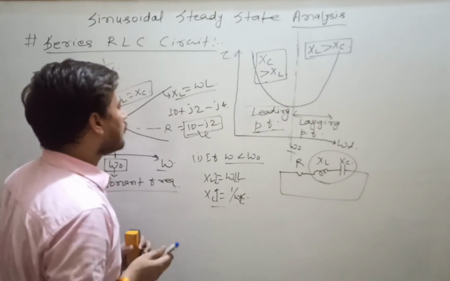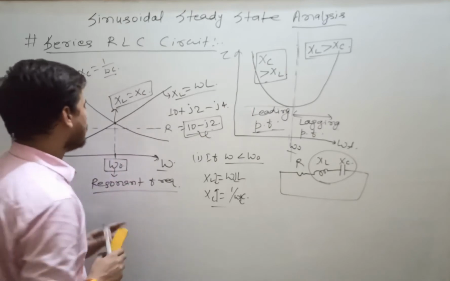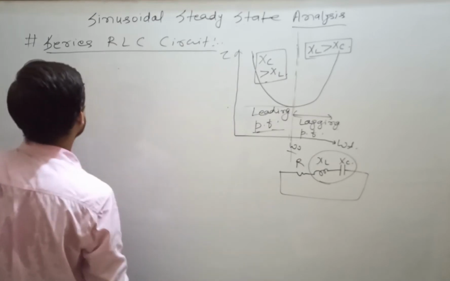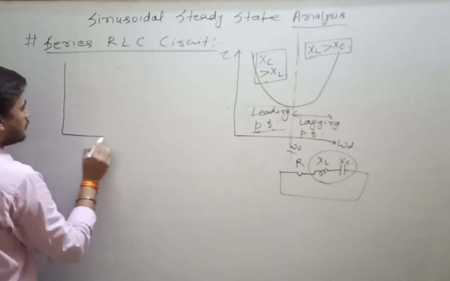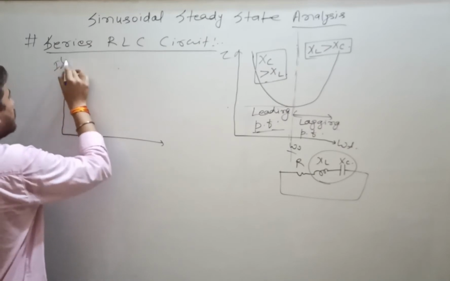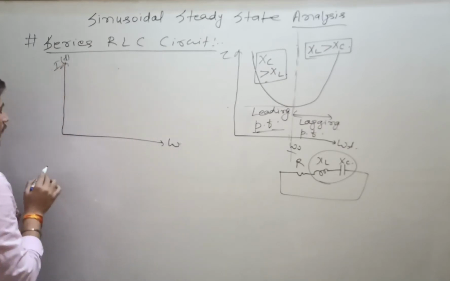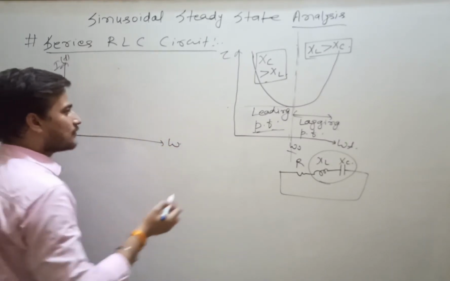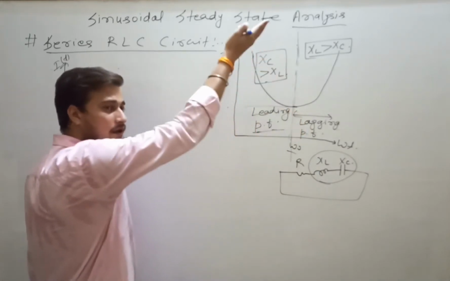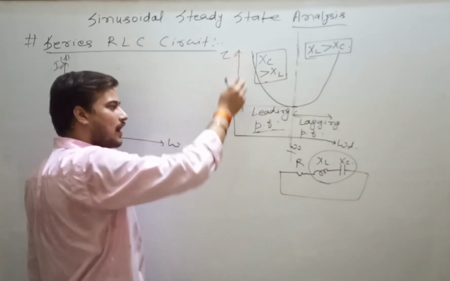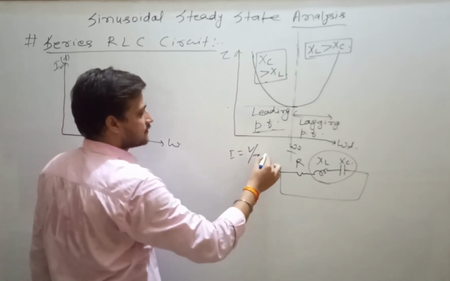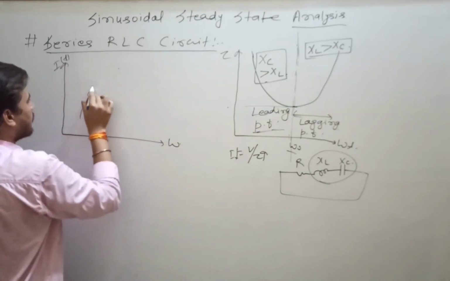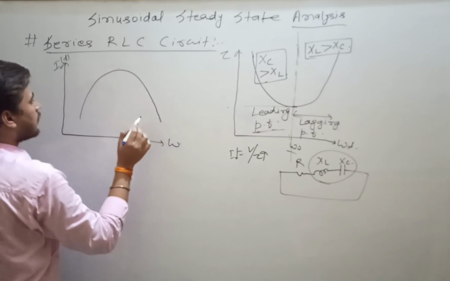Clear? So now you have to draw the graph of current I. The graph of current IT versus omega. So I is equal to V divided by Z. That means the point where Z is minimum, I will be maximum, and if Z is maximum, I will be minimum. I equal to V by Z. Z maximum, I minimum. That means the graph will be like this.